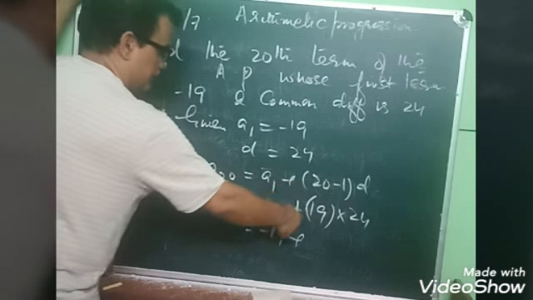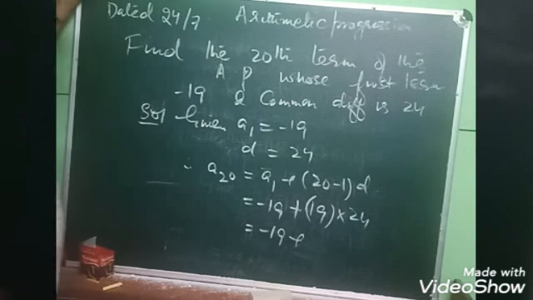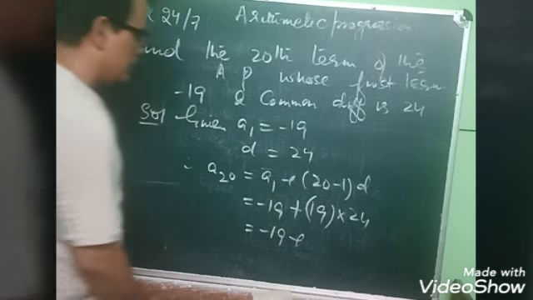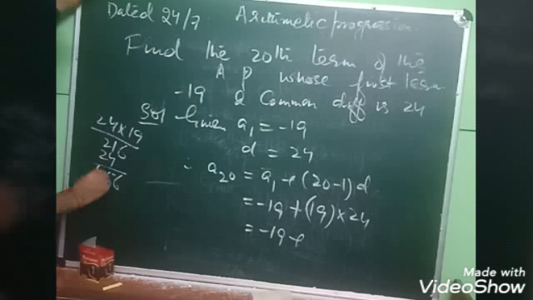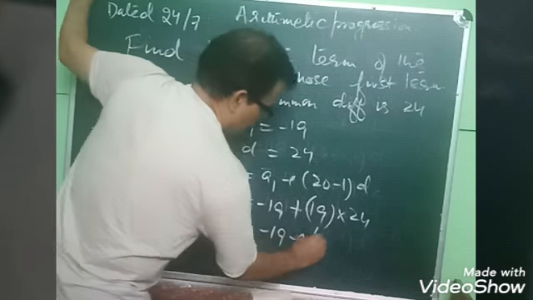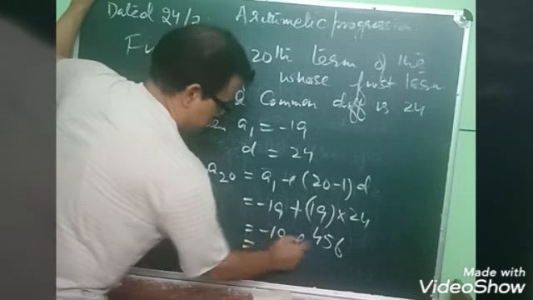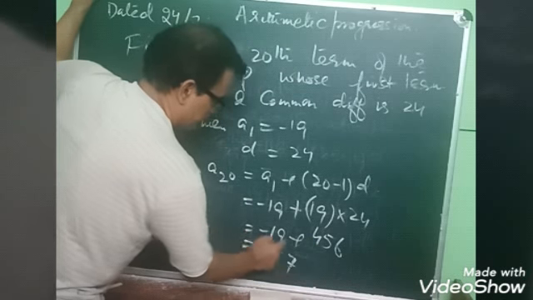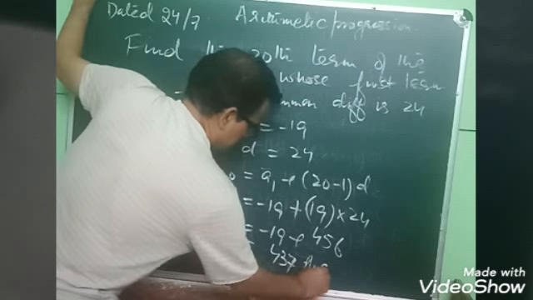Some of the children do that, this and this are cancelled, this 24. No, this 24 is to be multiplied by 19. So we will multiply 24 by 19. So let us multiply 24 into 19. 9 4s are 36, 9 2s are 18, 18 and 3 is 21, 1 4s are 4, 1 2s are 2, it is 6, 5, 4, 456. So 456 minus 19, 16 minus 9 is 7, 4 minus 1 is 3 and 4, it is 437. This is the answer.